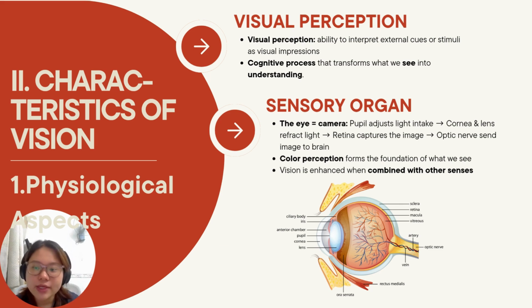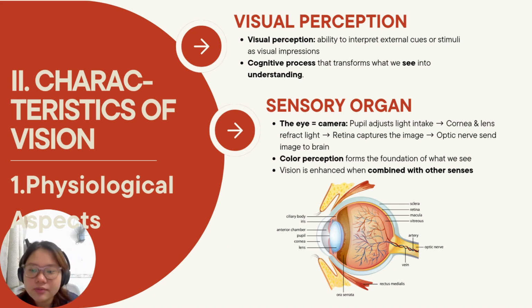And let's talk about color perception. Color perception actually forms the foundation of what we see. We see six basic colors: red, orange, yellow, green, blue, and violet. And these color perceptions influence our mind very much, and we will discuss that later in the chapter.